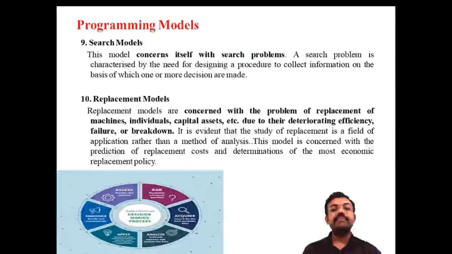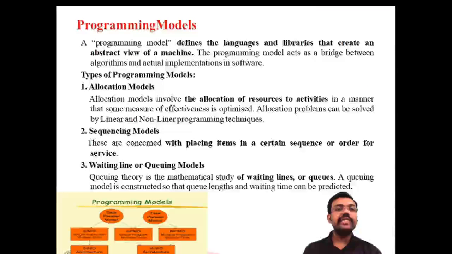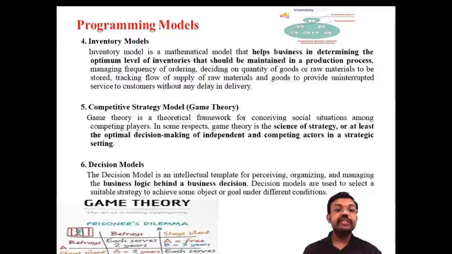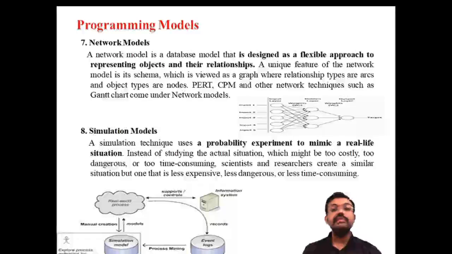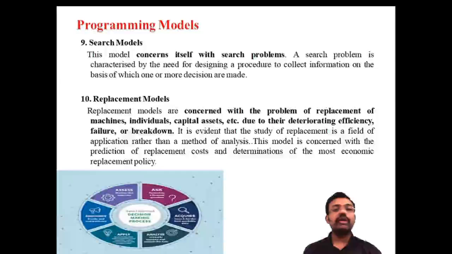That means it's replacing the field of the application rather than the method of analysis. This is the last model from the programming point of view, that is the replacement model. Okay, these 10 models are related with the programming. The first one is the allocation model. It's allocating resources. Sequencing, that's placing in a certain sequence. Then waiting line queuing models. Inventory model, competitive strategy model, decision model, network model, simulations, and search model and replacement model. These are part of the programming model.